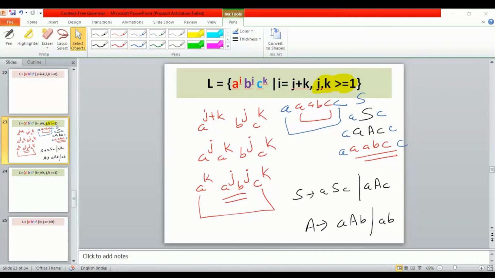Or if you want to derive any string, or check another string, we can do that also. Okay, let us see one more interesting pattern. I hope there are no queries in this.